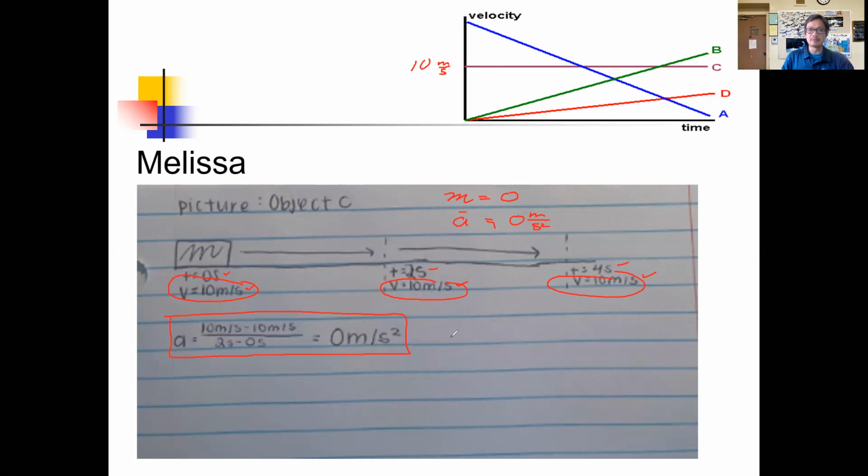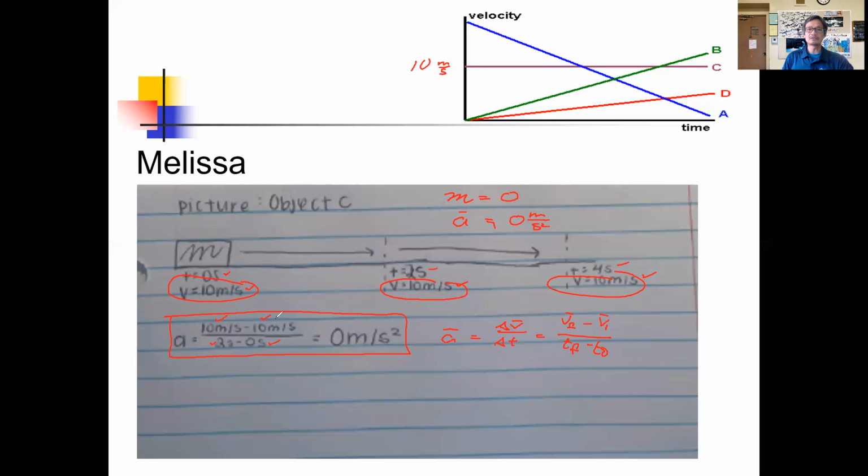Acceleration, remember, is the change in velocity over the change in time, which is v final minus v initial over t final minus t initial. In this case, Melissa showed that we're looking at the time interval between 0 and 2 seconds, so she plugged in the numbers here. That's t final, that's v final, that's v initial, and that's t initial.